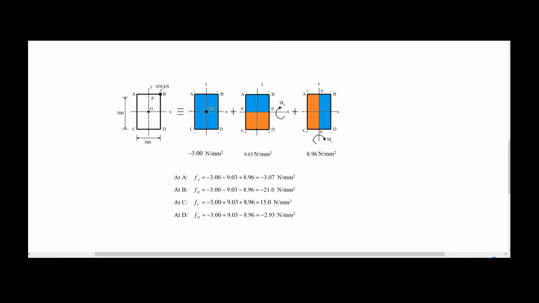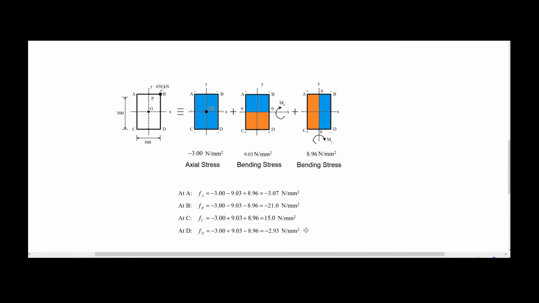So just to add in here, I will add that this one is axial stress, just to be 100% clear. This is bending stress. And of course, the other one is a bending stress as well. I will move these values a little bit from here, something like this.